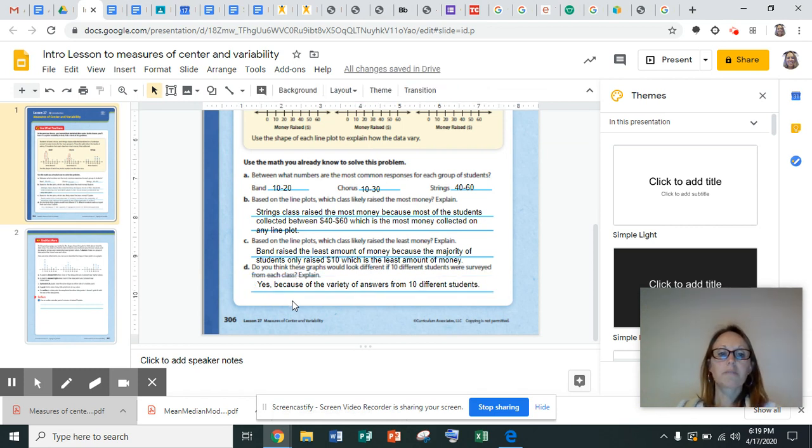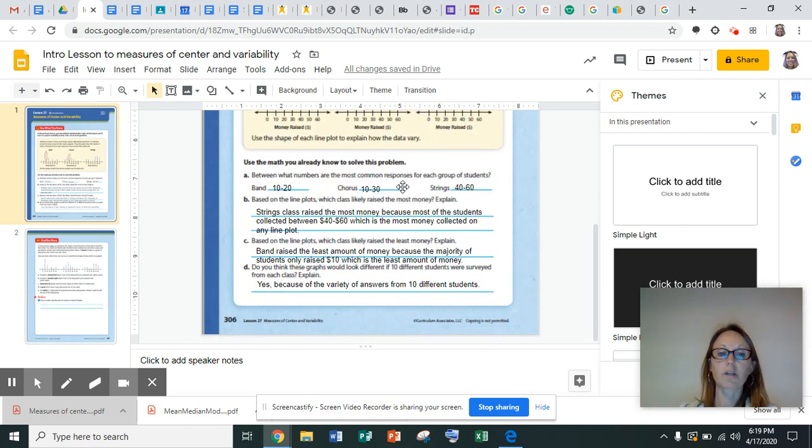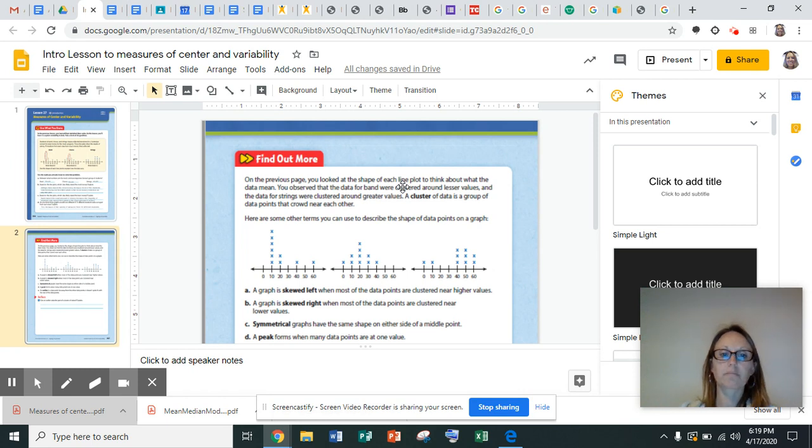Okay, so we have looked at these 3 line plots. We have observed them, and we have answered some questions about them. Now we're going to learn a little bit more about the vocabulary. On the previous page, you looked at the shape of each line plot to think about what the data means. You observed that the data for band were clustered around lesser values, and the data for strings were clustered around greater values. A cluster of data is a group of data points that crowd near each other.